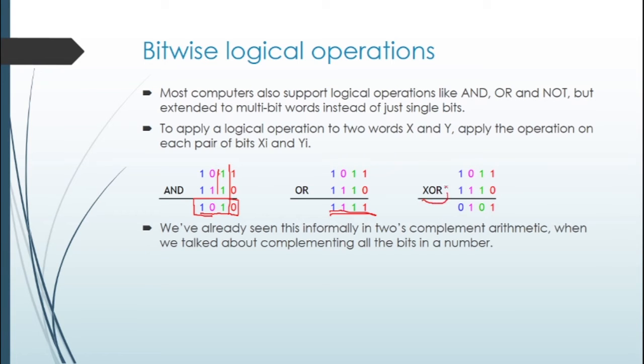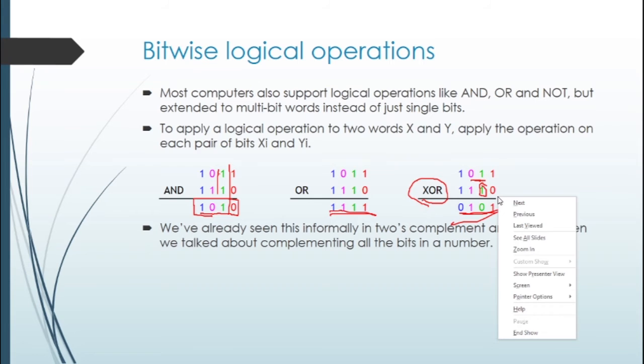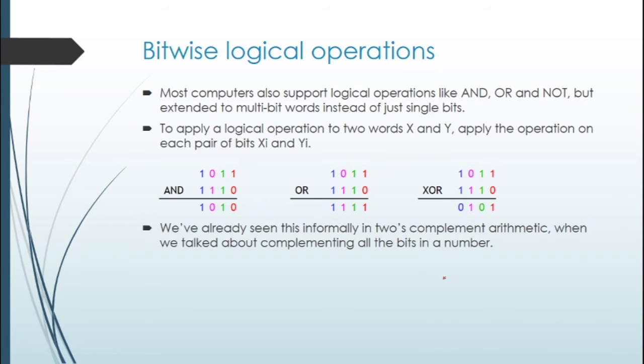The third one, exclusive OR, is a little different. If both bits are the same, the result of exclusive OR will be 0, and if they are different, the result will be 1. We studied the same thing in the subtractor design, when we used an exclusive OR gate to get the complement. If we do an exclusive OR with 1, the result will always be the complement of that number, as we can see in the middle two bits. So these are the bitwise logical operations that we'll be doing here.